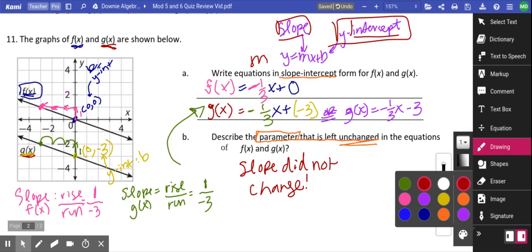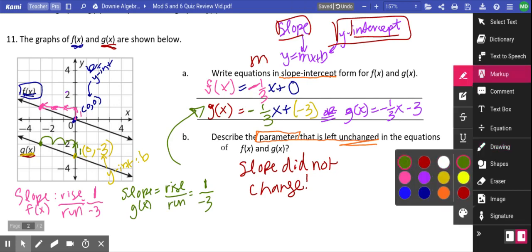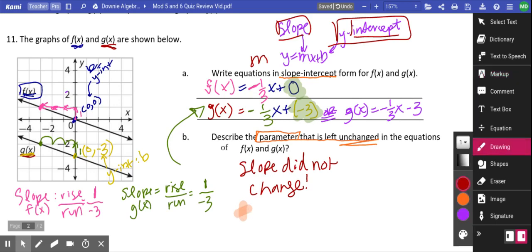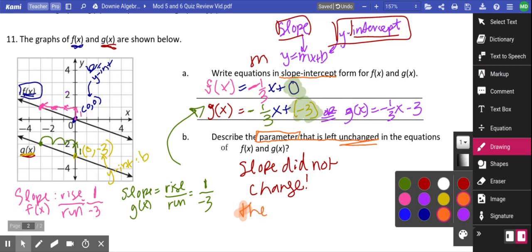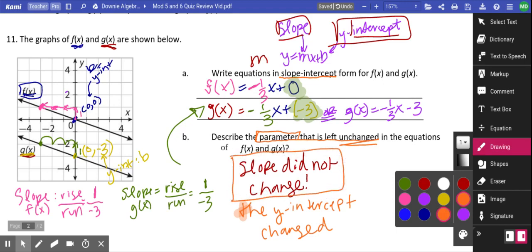But if we look at our y-intercepts in both of our equations, one of them is a 0 and one of them is negative 3. So we can say the y-intercept changed. So it says describe the parameter that is left unchanged. Our answer here would be the slope did not change. Instead, we saw that the y-intercept changed.